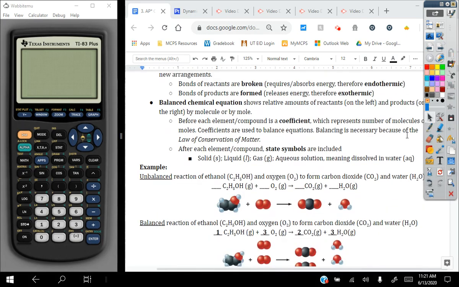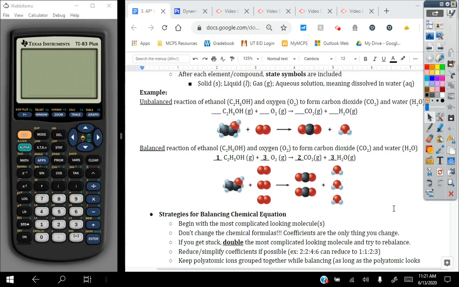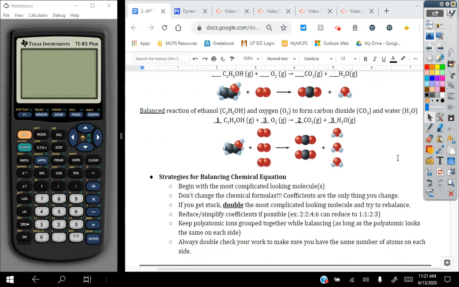I'll scroll down here, and you can see that is exactly what they came up with when they balanced the equation, coefficients of 1, 3, 2, and 3. And I'm glad we worked through that because now we can come up with this list of strategies that will help us. As I stated, start with the most complicated looking molecule. You cannot change the chemical formulas. So the small subscripts after each atom have to stay there. You cannot change those. You can only change the coefficients in front of the atoms. If you get stuck, double the most complicated looking molecule and try to rebalance. And then reduce or simplify coefficients if possible.